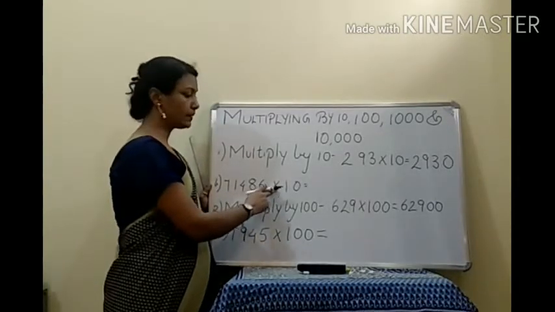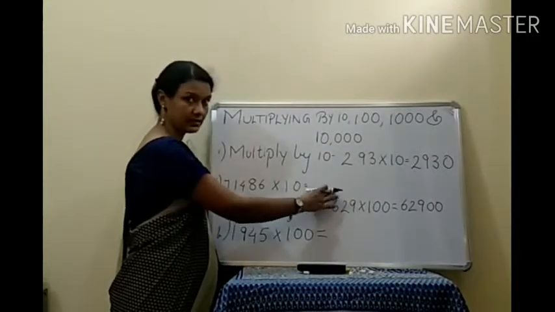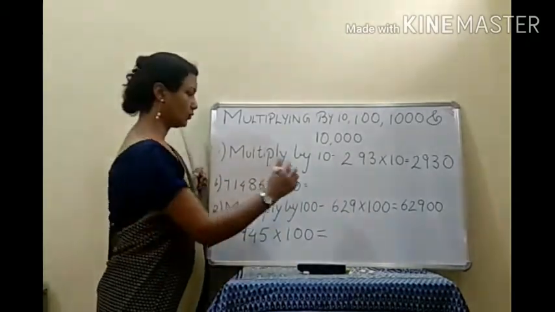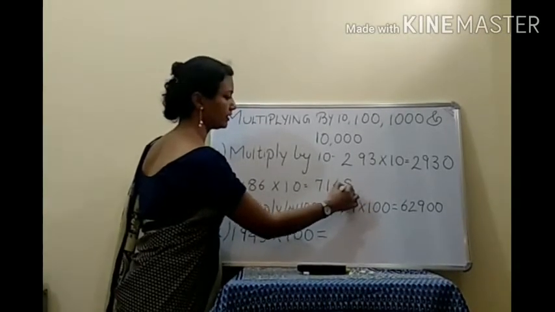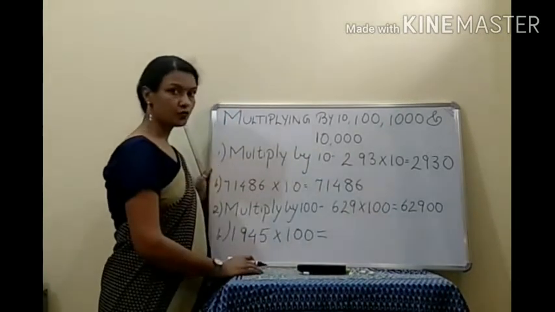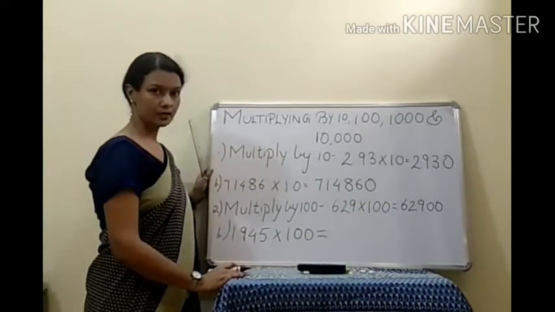71,486 multiply by 10. What I told you? We will write the number as it is and we will put 1 zero. So we will write 7 1 4 8 6. And now what we will do? We will add 0. Understood?